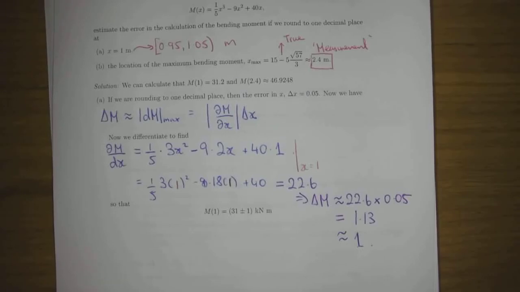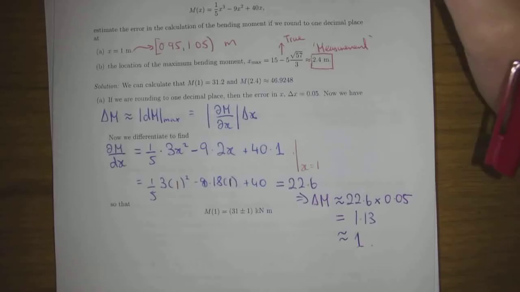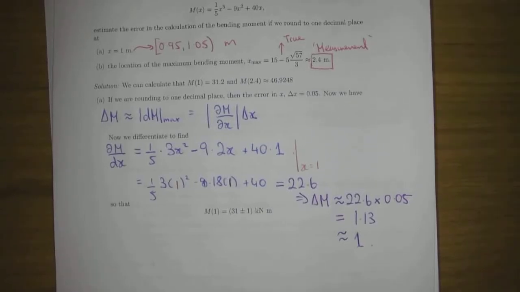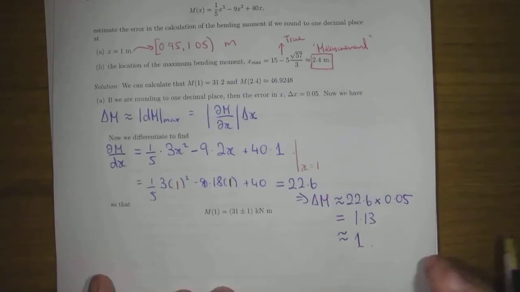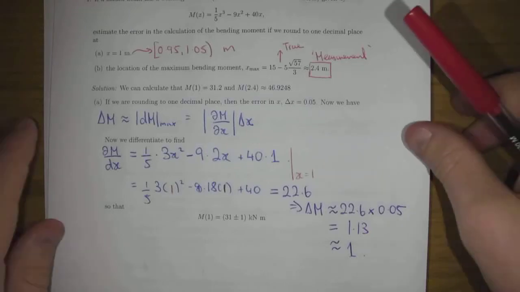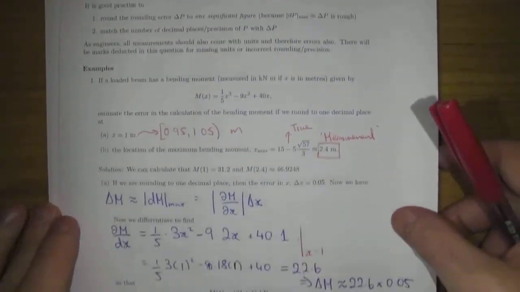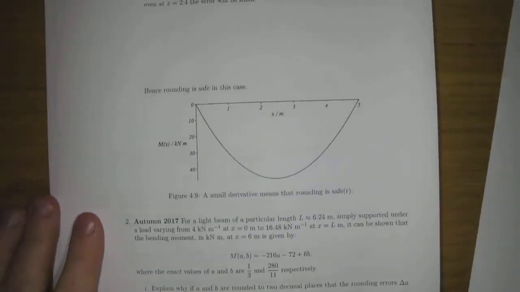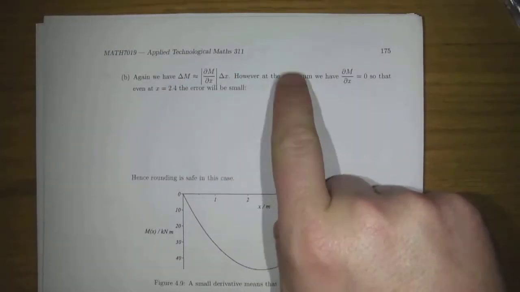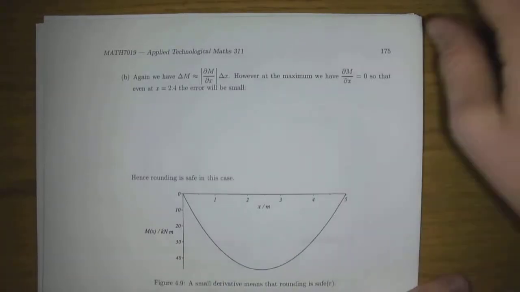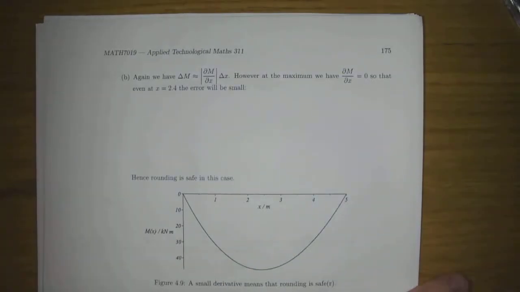So rounding the distance to 1 decimal place, to the nearest 10 centimeters, can cause an error in your calculation of the bending moment of up to 1 kilonewton meter, which is about 3% here. Okay. So now let's do the other bit. Now, what we have here is again, at the maximum, this is something we would have seen previously, I think, the derivative with respect to x is going to actually be 0.